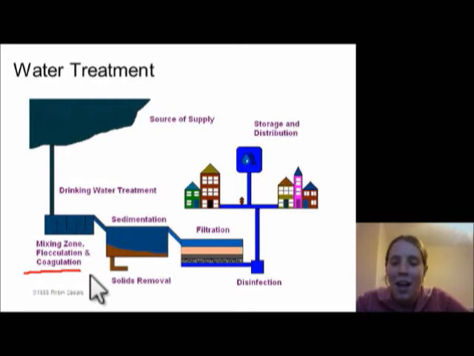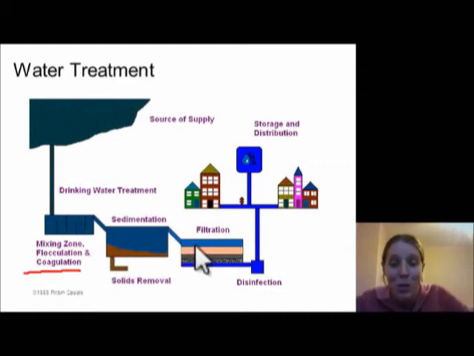This is when we add a chemical into the water that helps all the little tiny dirt clump together so that it's easier to pick it out. It'll settle to the bottom and then we can get rid of it. In class we saw this using some alum. We mixed the alum into the water and it formed big clumps of dirt that then sank to the bottom.